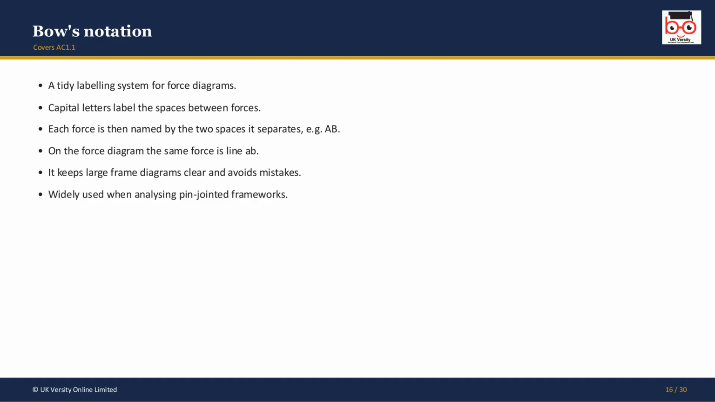So each force is then named by the two spaces it sits between. A force might be called AB, for instance. On the force diagram itself, that same force appears as the line little a little b.